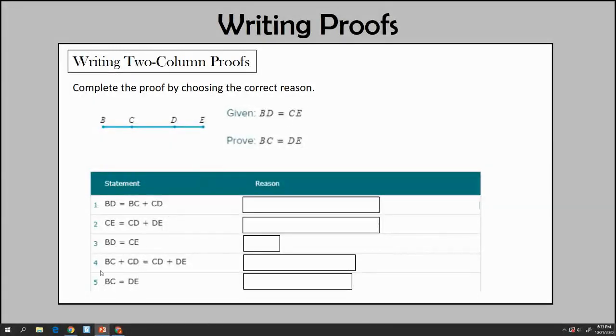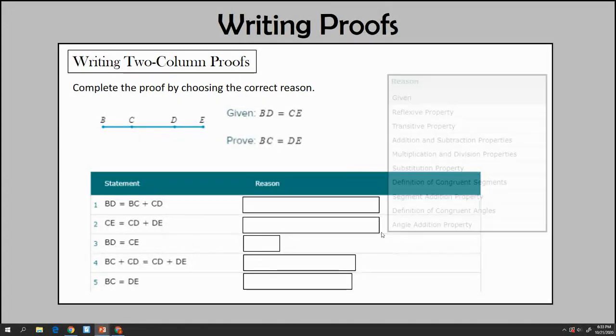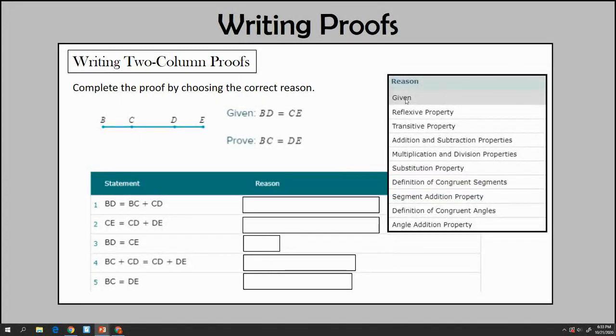Whatever you're trying to prove is going to be the last statement in your proof. This should be your final conclusion. Okay. So what we need to do is, for the reasons here, there's going to be a little pop-up box, and it's going to give you these choices. All right. And then you choose from these which ones go here for the reasons.